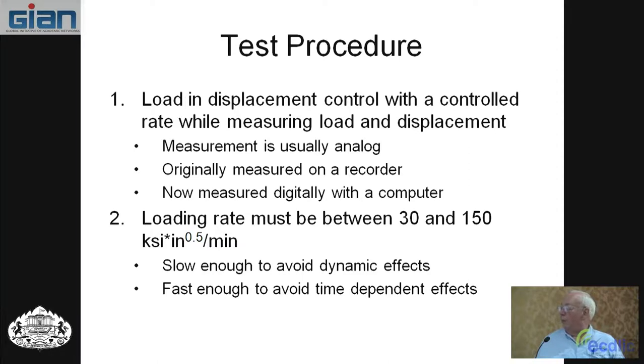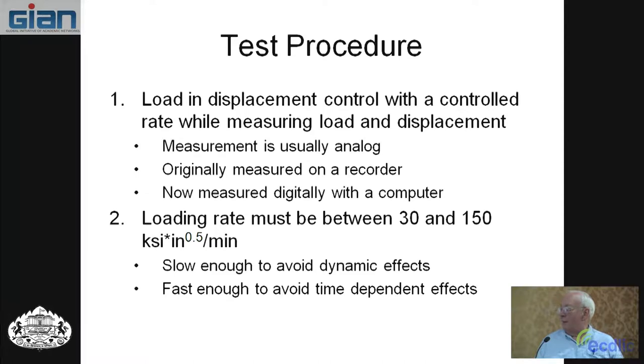The loading rate has to be between 30 and 150 KSI root inches per minute. And the conversion from KSI root inch to MPa root meter is 1.1. One KSI root inch is 1.1 MPa root meter. So you could just say 33 and 165 would be the equivalent.